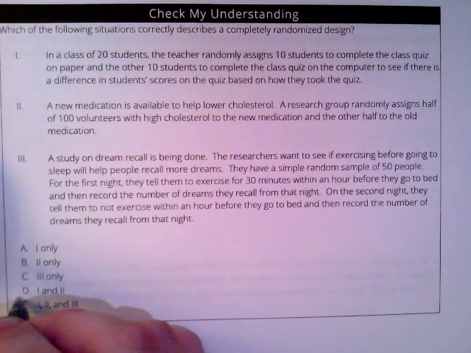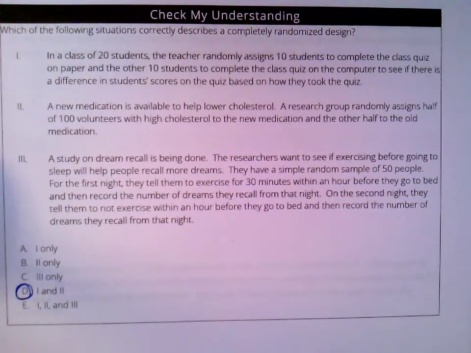All right, the correct answer here is D, both 1 and 2. Number 3, there is no random assignment into treatment groups. You're just randomly selecting people, telling them to do one thing one night and then one thing another night. That's not the same thing. That's not a completely randomized design. Okay, so that's the first kind of random assignment into treatment groups, just completely randomized design.